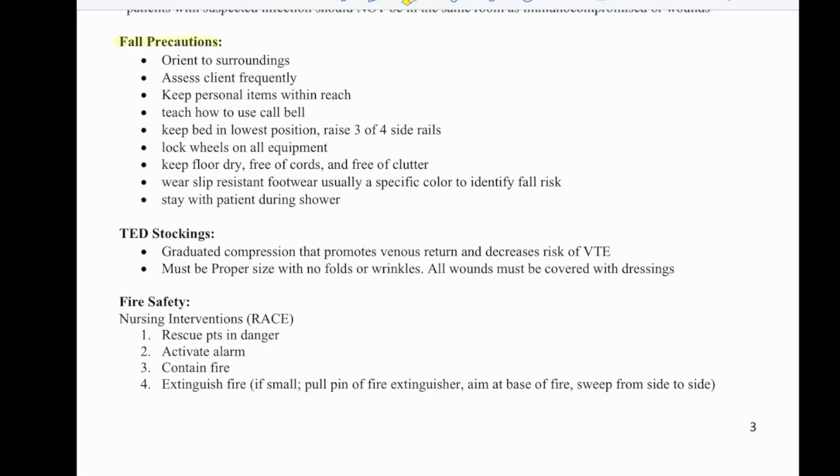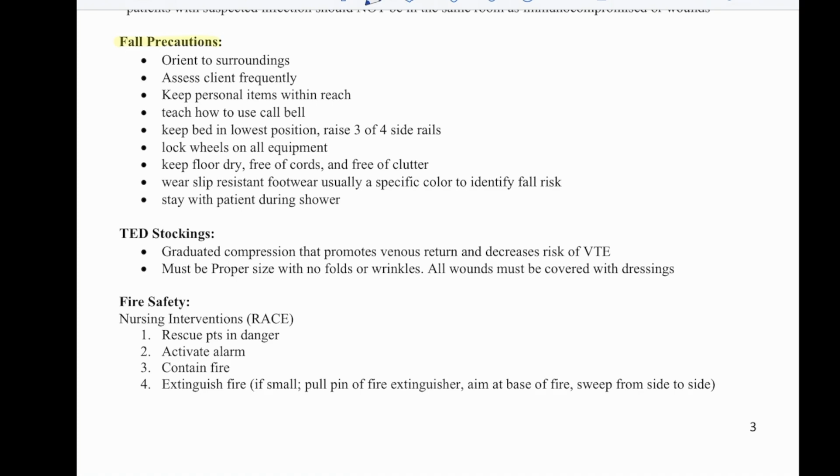Fall precautions. When a patient is on fall precautions, they've been identified with some type of screening tool that they are at risk for falls. And we know that falls are a very big deal because they can lead to some serious adverse outcomes for patients. That's why it's one of the things that the government monitors inside of hospitals and facilities: the number of falls. So what we want to do is orient our patients to their surroundings.